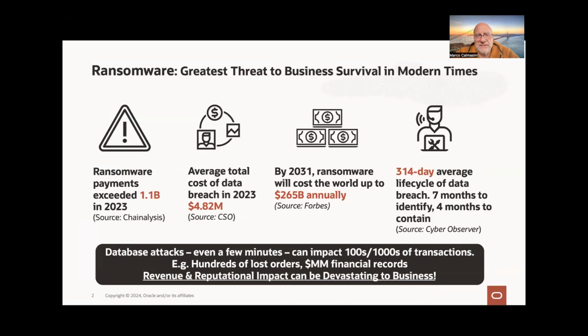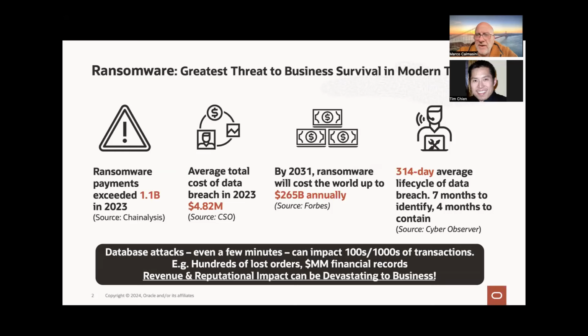I have some statistics here about how bad a ransomware attack can be in terms of what the payments were, how much people had to pay, and the average total cost. These are, by the way, US-based statistics. You can find different statistics specific to certain countries. But the bottom line is really not what the number is, but how critical it is. Today, ransomware is definitely the greatest threat to business survival.